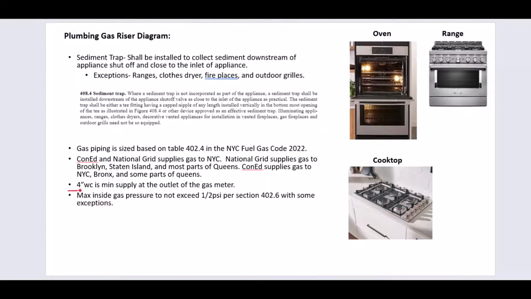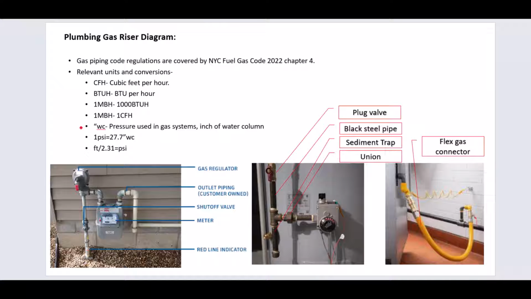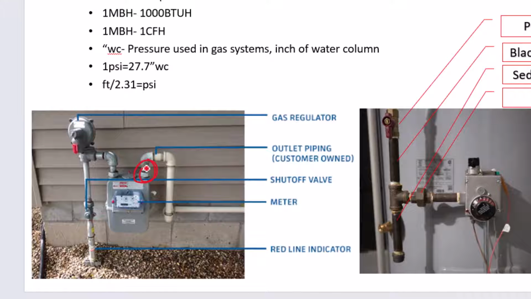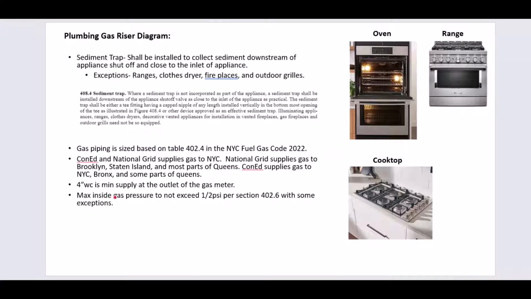The utility companies provide 4 inches of water column of pressure as the minimum supply at the outlet of the gas meter. So going back here, the outlet of the gas meter would be right here. And the utility company would provide a minimum of 4 inches of water column of pressure at that point. The maximum inside gas pressure is not to exceed a half psi based on section 402.6, with some exceptions.